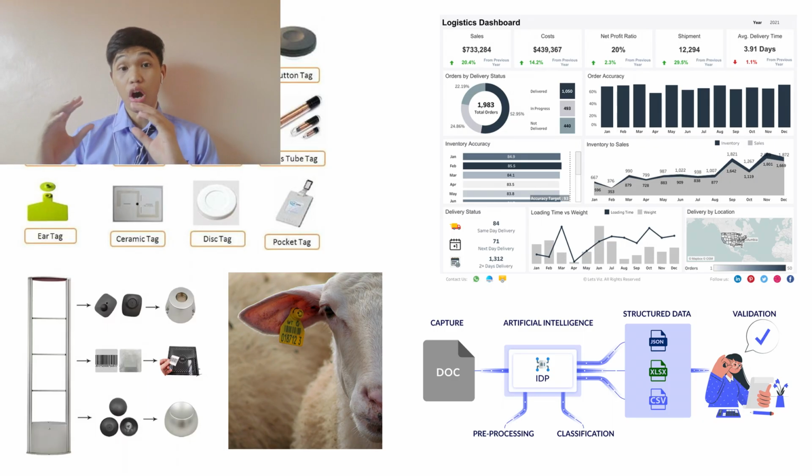Now you may see a picture on the bottom right. You may see the pictures of a square that says dock, and then up the top it says capture. And yes, it goes to artificial intelligence, it goes to structured data, and then it goes to validation. That more or less gives you the idea of what automated data collection is. For example, it scans RFIDs and then it captures it, gives it to AI.